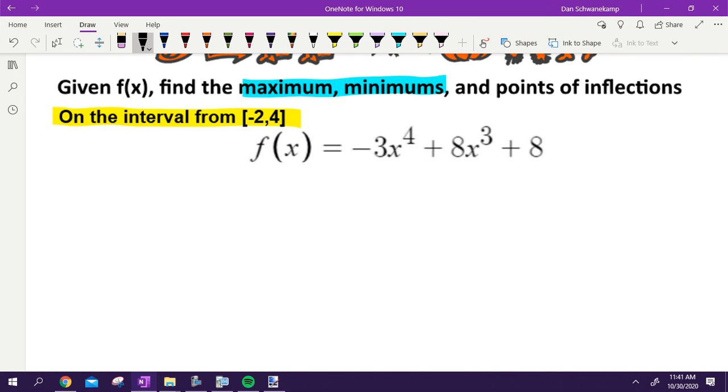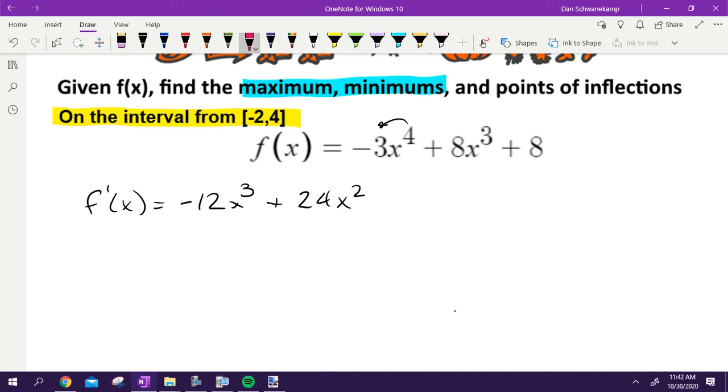All right, we're taking our quiz today, so one last check, looking over these things, answering a couple questions before we get going. Find the maximums, minimums, and points of inflection of this function. So to find maxes and mins, we are going to look at the first derivative. If I find the first derivative here, negative 12x cubed plus 24x squared.